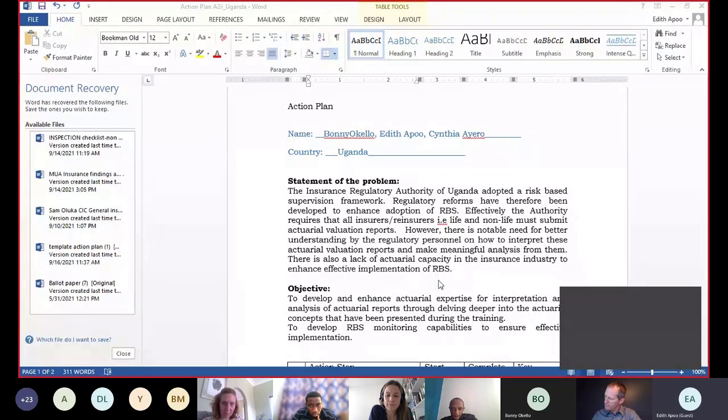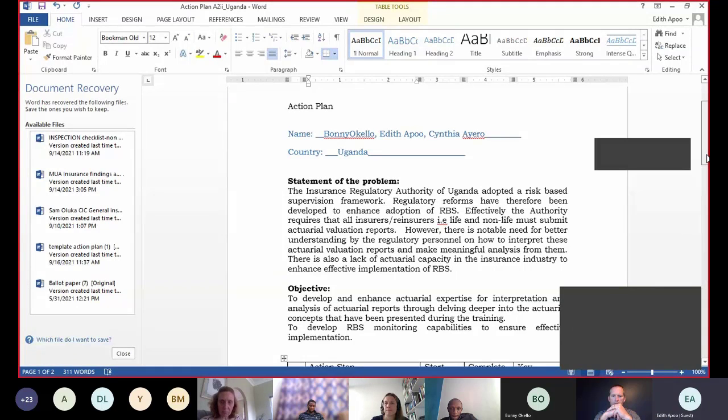And this therefore means that there will be more analysis to be made and more need for input from different supervisors within the authority. And what our problem basically is, is to better interpret and analyze these actuarial reports. What we want is to make some meaningful analysis from them. And secondly, the other problem that we have is that with the implementation of risk-based supervision, yes, the authority and its staff are moving ahead in terms of understanding the regime, but we still need to build more capacity for our staff in the insurance industry so that we can all move in tandem to adoption of risk-based supervision.